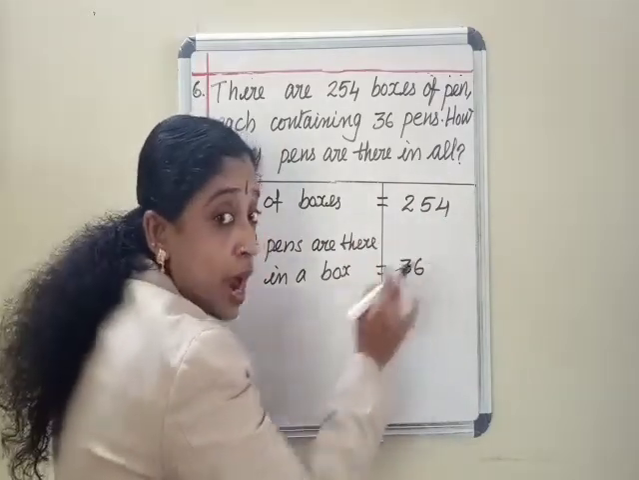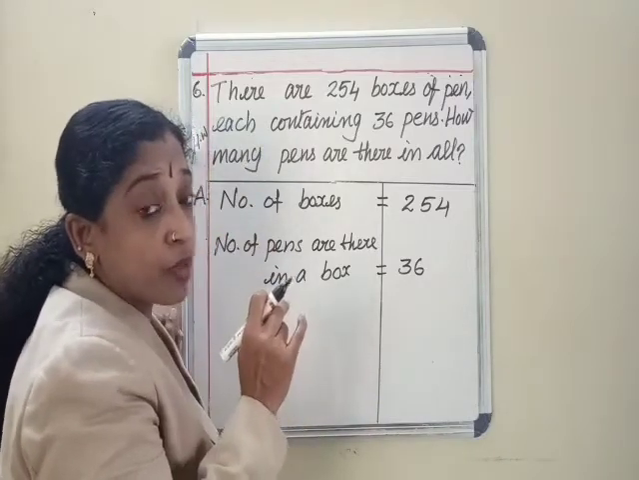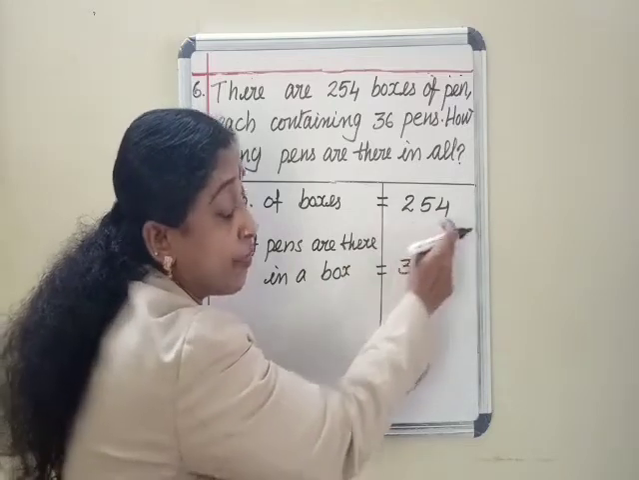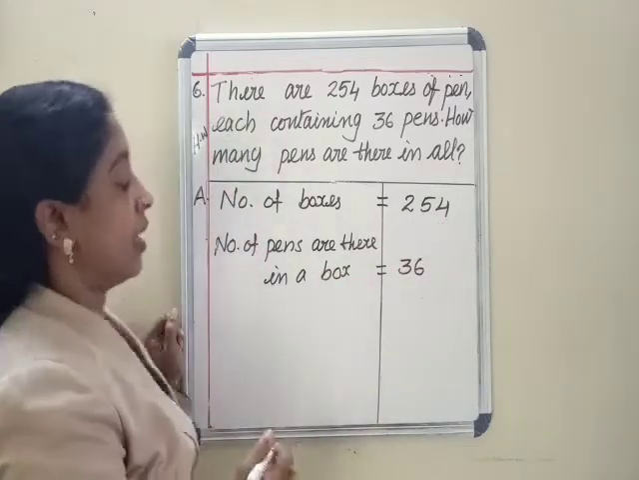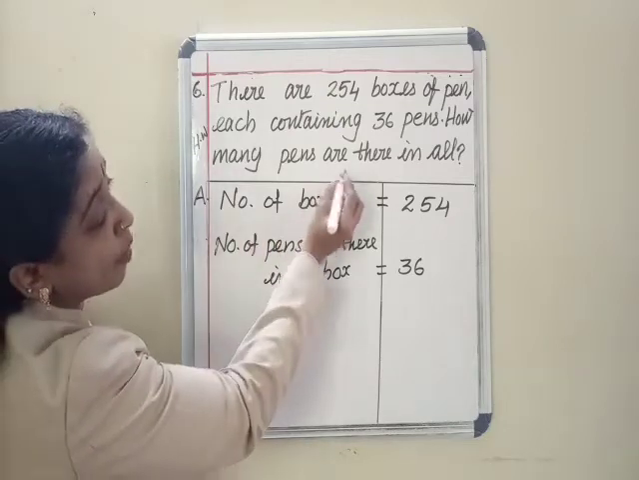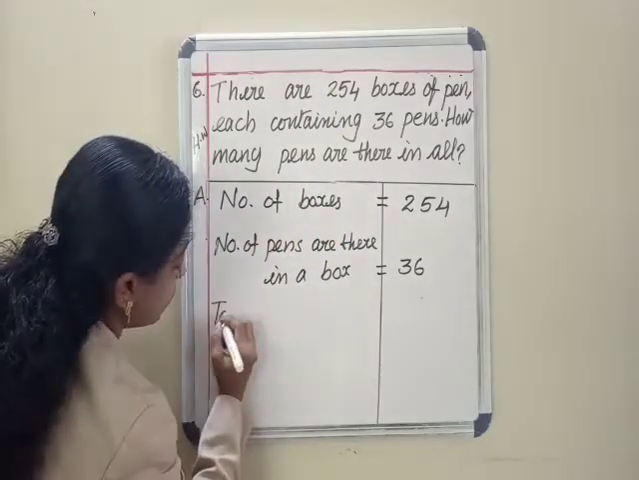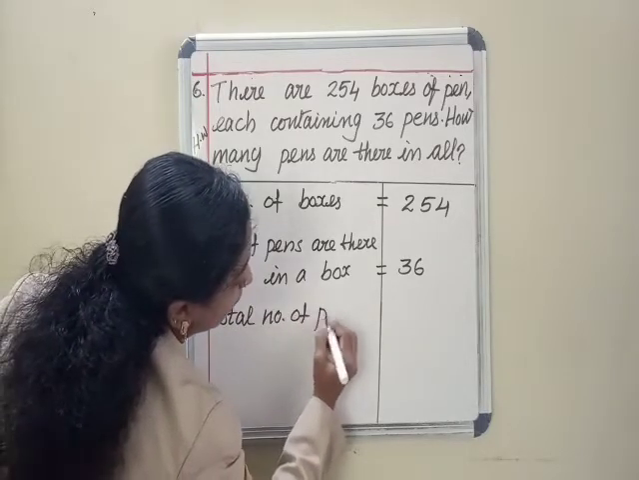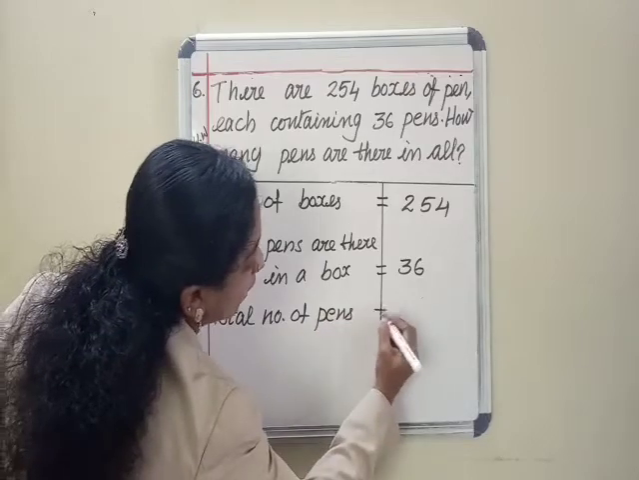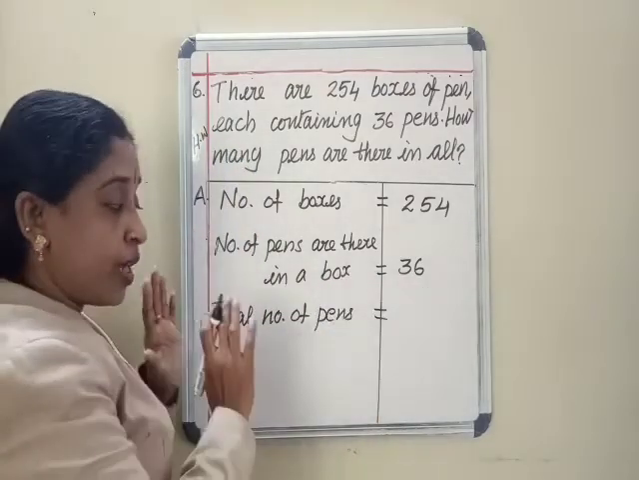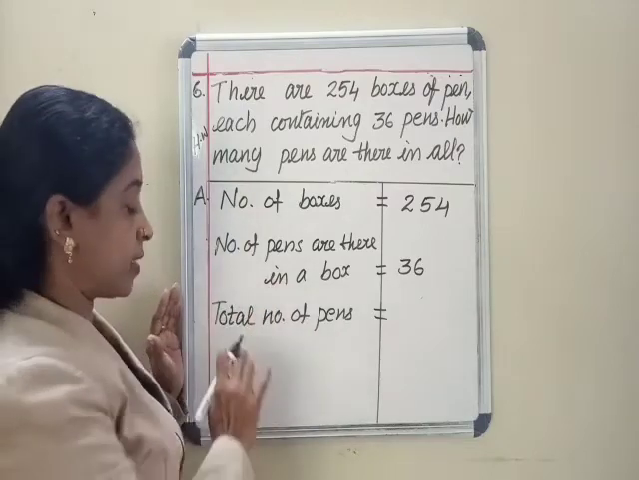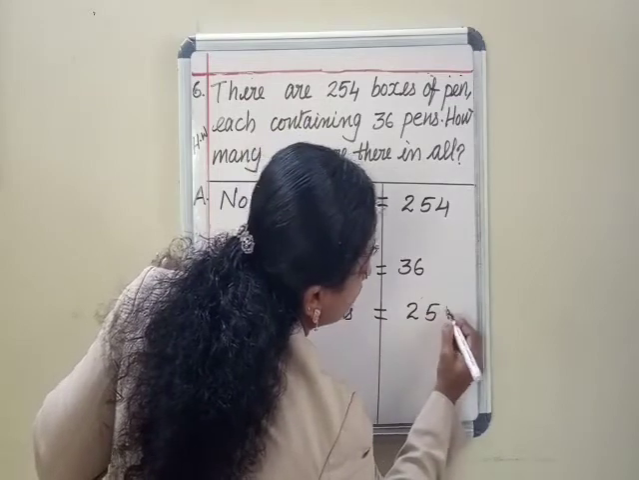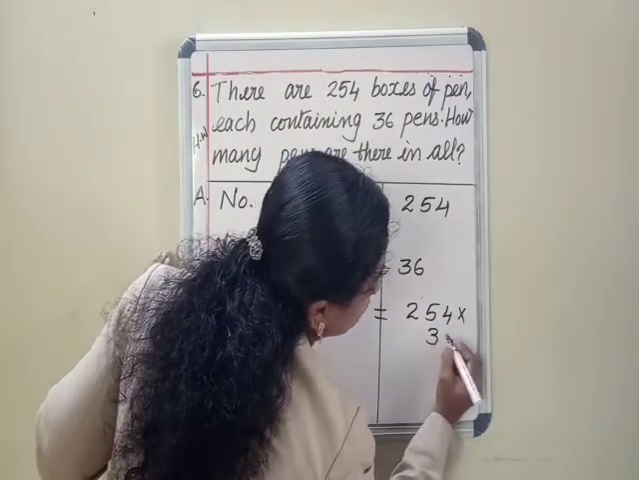254 times we have to add 36. But using what? Repeated addition is multiplication. So we can do what? 254 into 36. Then what is the statement? Total number of pens. Yes. No need of writing that much lengthier statement. Total number of pens. How we will get total number? 254 into 36.